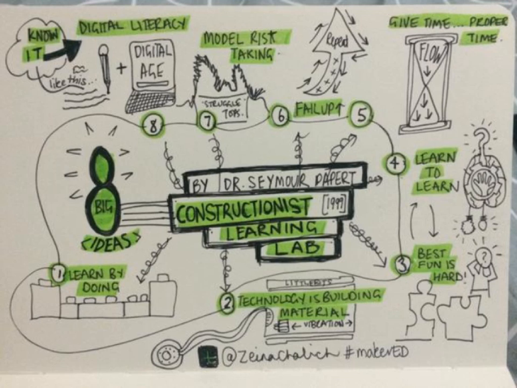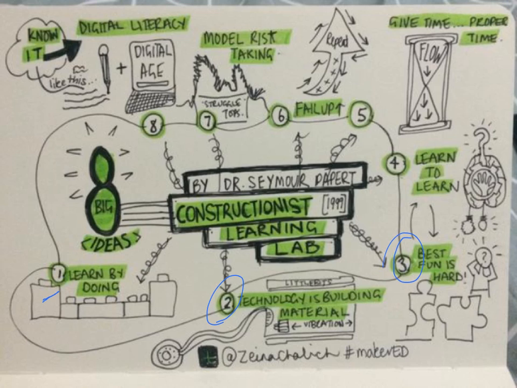Let's work our way through these 8 key ideas, 8 big ideas around constructionism. The first of those is that we learn by doing, and that reflects back to theories put forward by Piaget and Dewey and Jerome Bruner around the importance of active learning, of hands-on learning, experiential learning. Papert then goes on to argue that technology is a building material, that the power of computing lies in its capacity to help us create things.